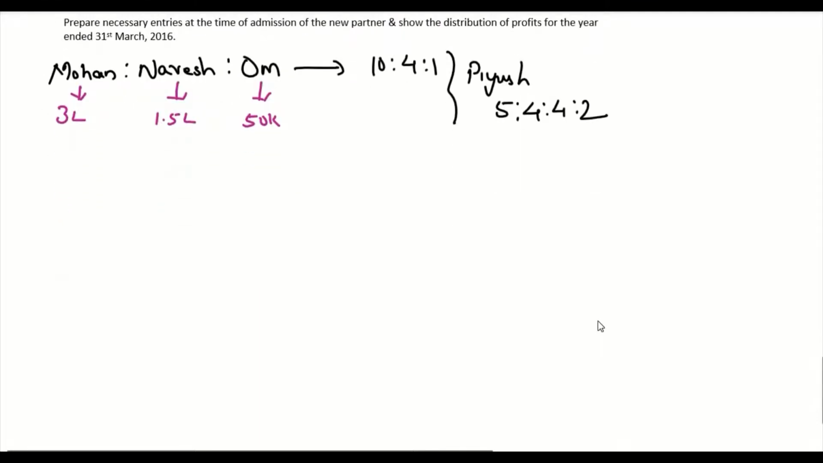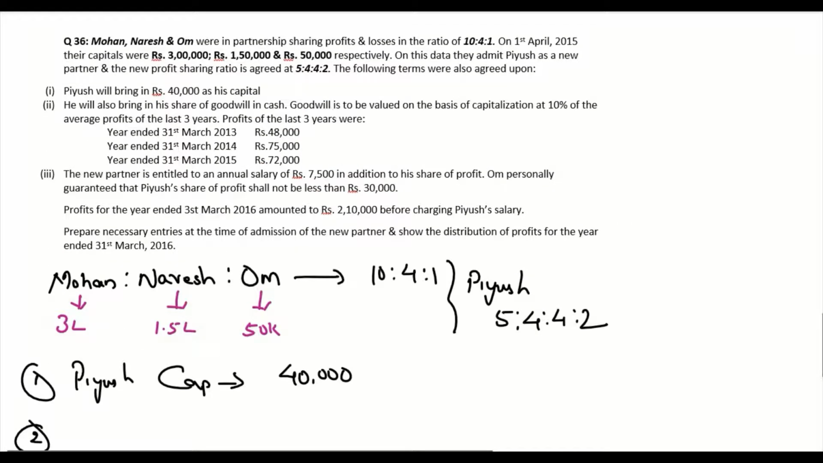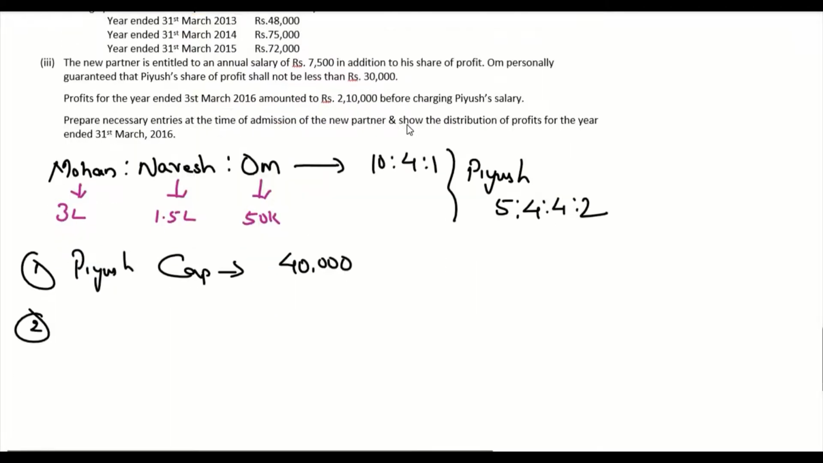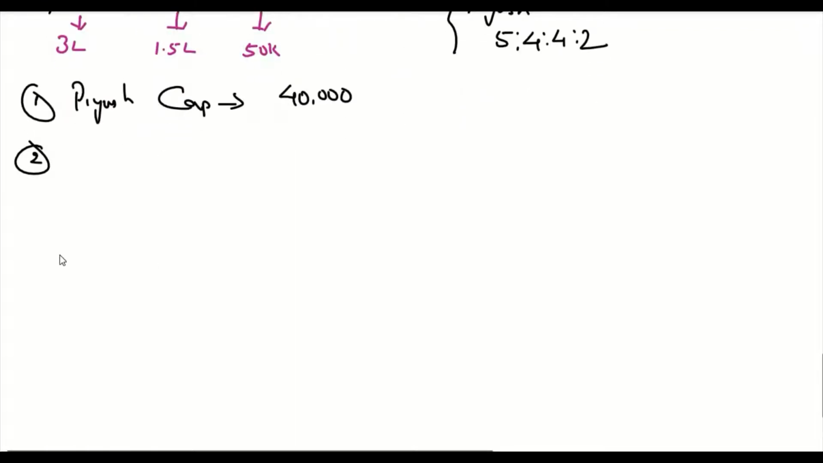The question has many clauses. First thing that the question says is Piyush has to bring in a capital of rupees 40,000. Secondly, he should bring goodwill as well. The second point says he should bring goodwill in cash, but the goodwill is not mentioned in the question. We need to calculate it based on capitalization of last 3 years profit. Okay, let's calculate that. We have to find first the average profit of the firm.